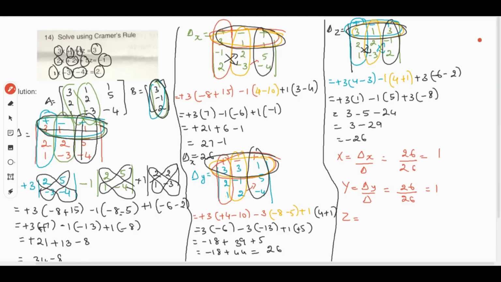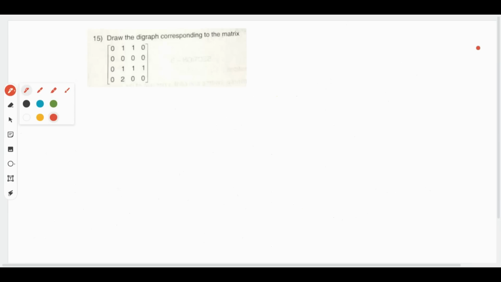Then z is delta z divided by delta. Delta z we got minus 26 divided by 26. This and this get cancelled. It will get minus 1. So x is equals to 1, y is equals to 1 and z is equals to 1.